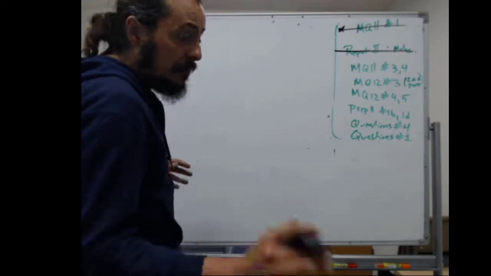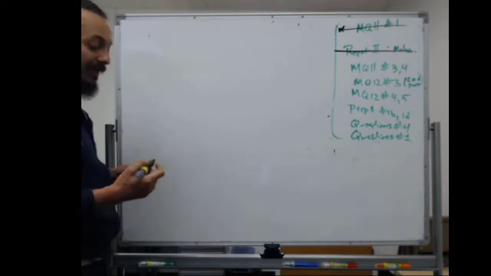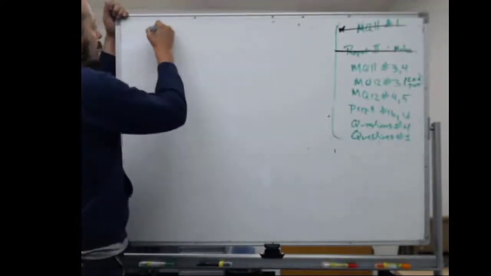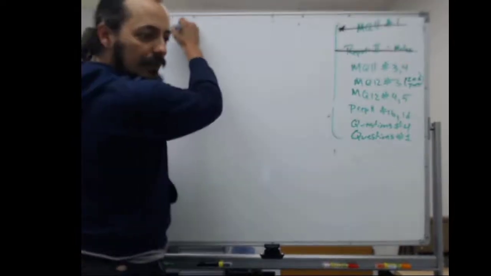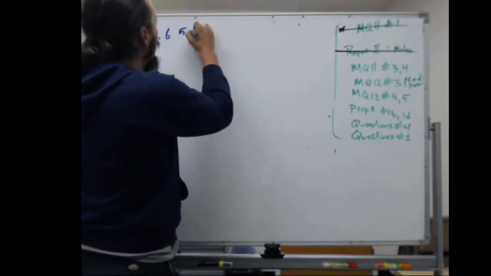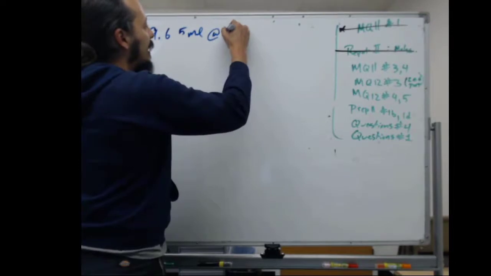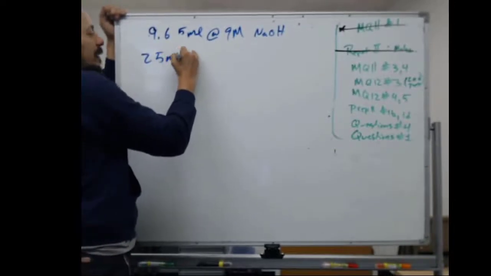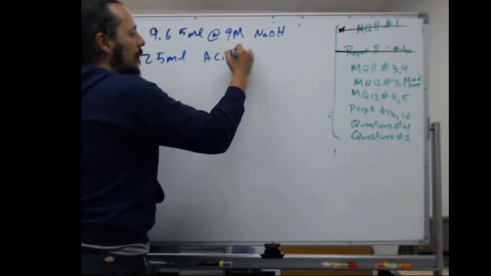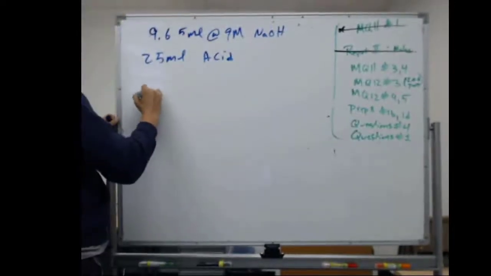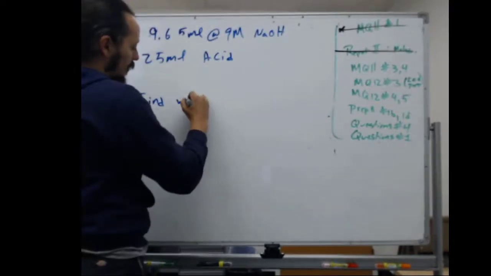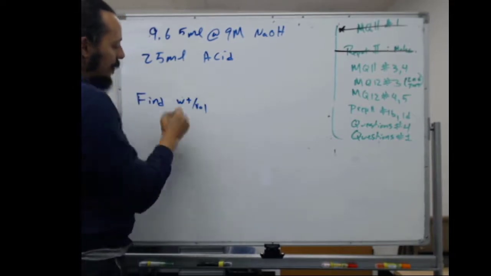So we're going to start by just writing down all of the explicit information in the problem, all of the stuff that they give us outright. 9.65 milliliters of 9 molar NaOH. And they tell us 25 milliliters acid. And we want to find percent weight by volume.